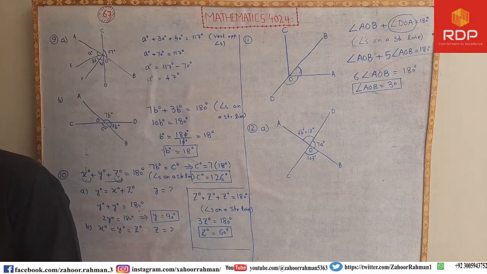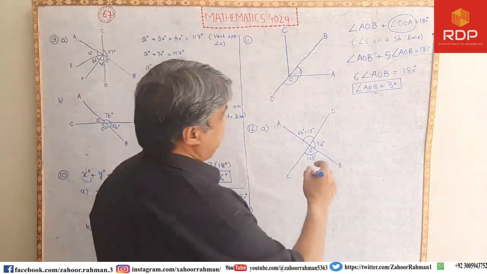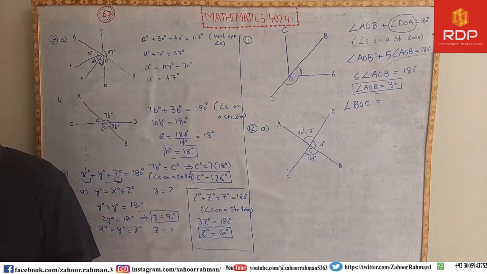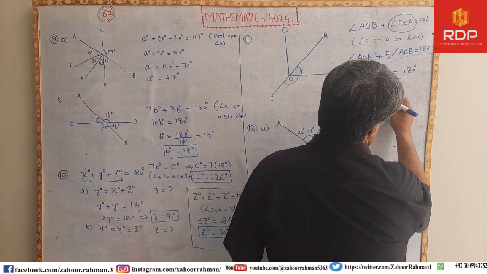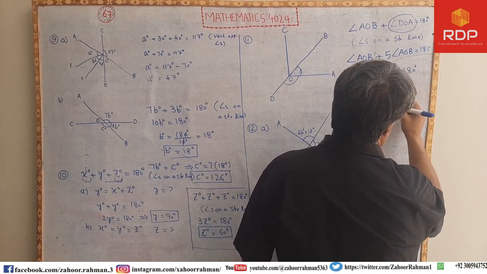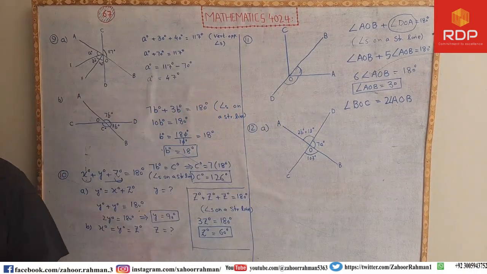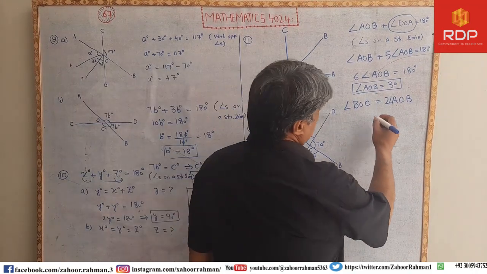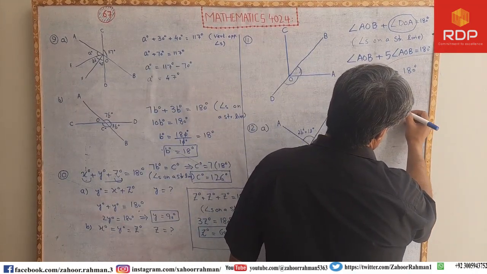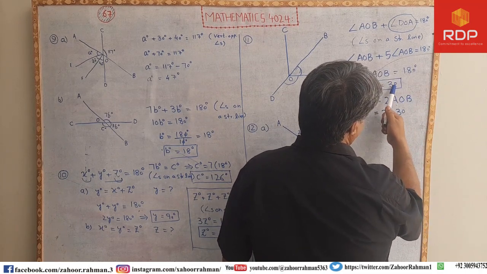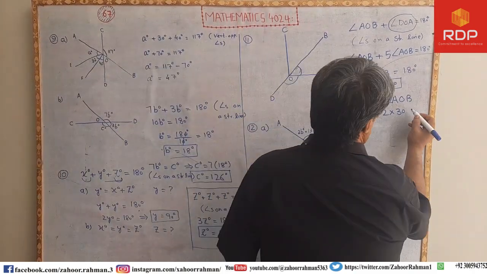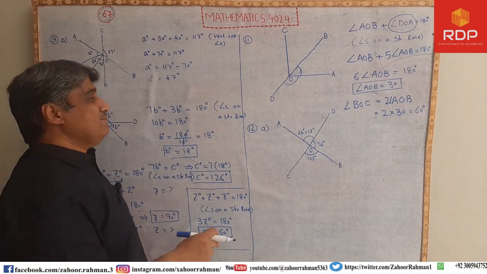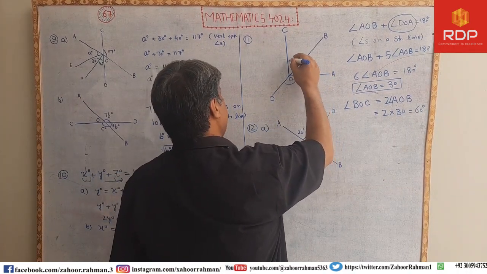Now we are coming toward BOC. Angle BOC is equal to twice that of AOB. This is also given in the question. So instead of AOB, we can write 30. So it means that 2 multiplied by 30 degree, because we found AOB as 30 in the previous section. So it means that it will be equal to 60 degree. We found the second one, BOC. First we found this one. Now we found this one.